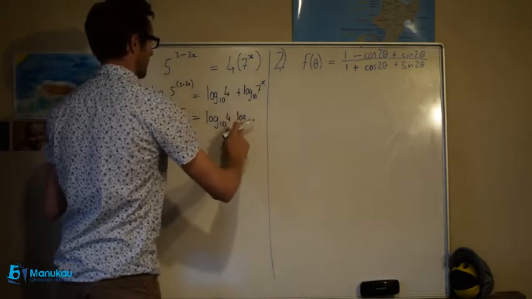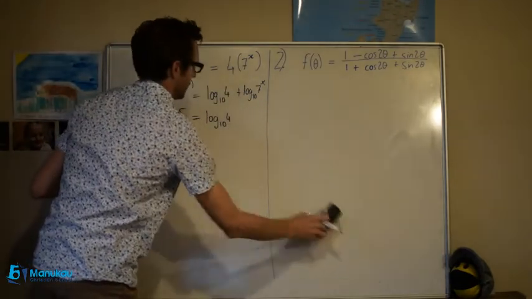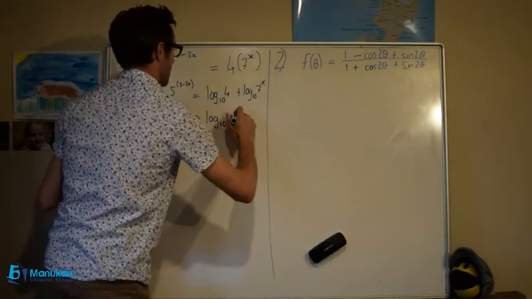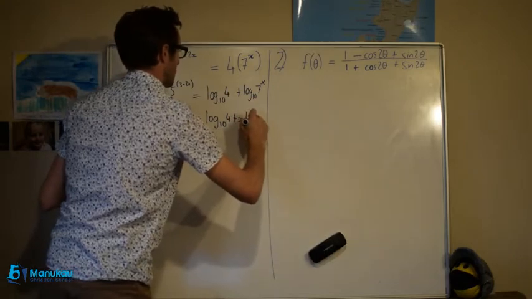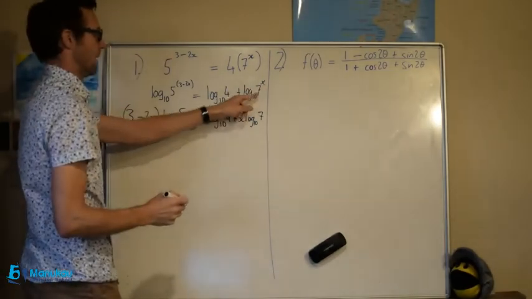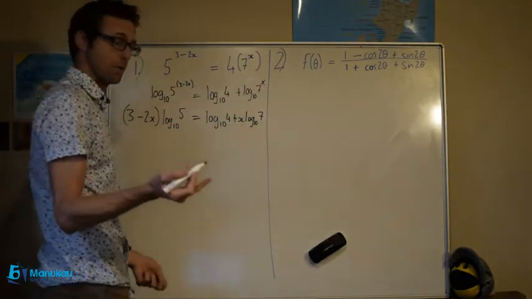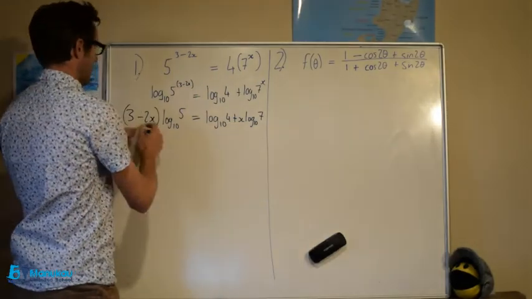Well, actually, sorry, at this point we'll pop this x over here plus x log base 10 of 7. So using one of our other logarithm laws in both of those cases to bring this power in front of the log. Hope you remember that from chapter 2. Alright, now I'm going to expand this out.